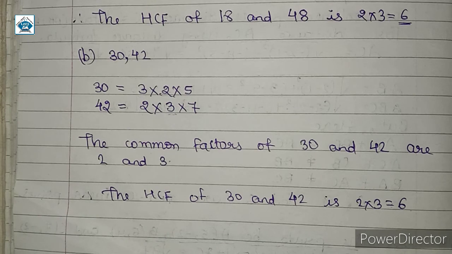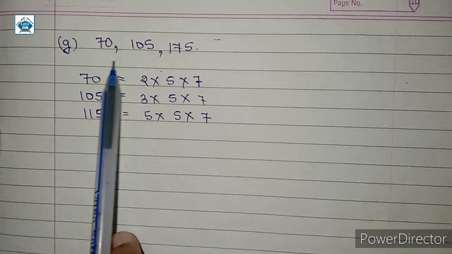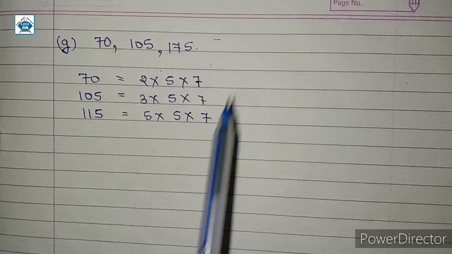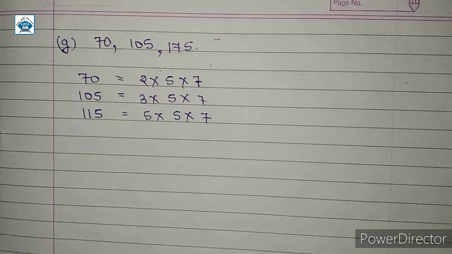So just like A and B, you have to solve C, D, E and F in your notebook in the same way. Here we have to find the highest common factor or the greatest common divisor of 70, 105 and 175. So here first of all we will have to do the factorization. इनके factors find करने पड़ेंगे. We all know how to find the factors of given numbers by prime factorization. So प्राइम फैक्टराइजेशन से इनके फैक्टर्स फाइंड करेंगे.